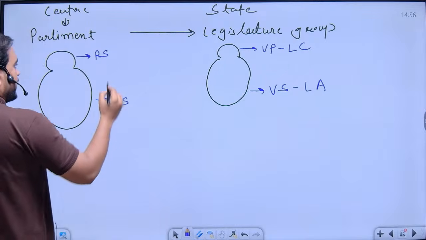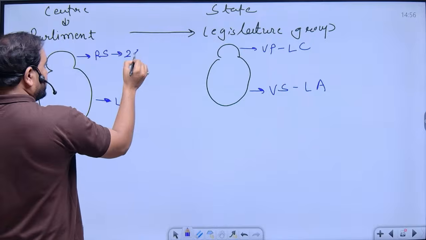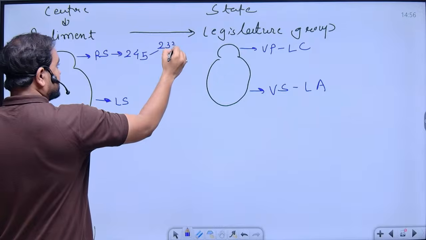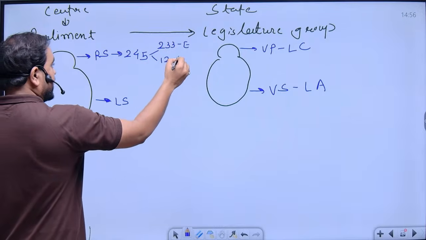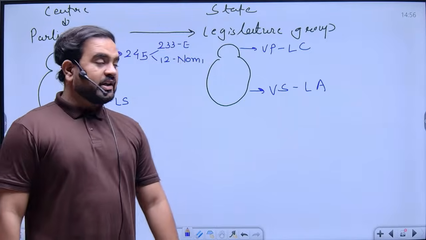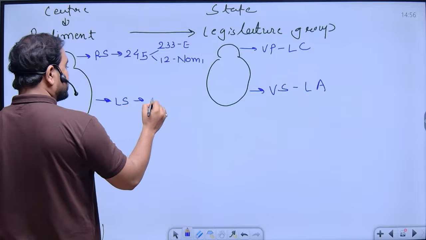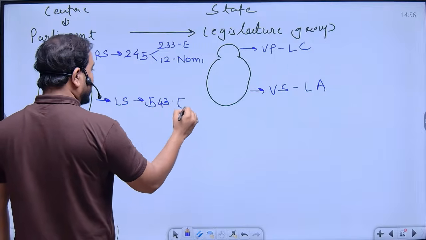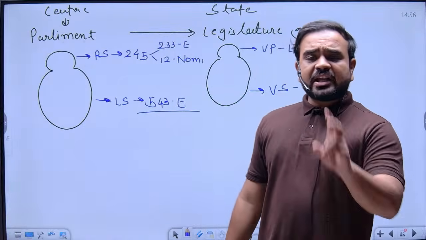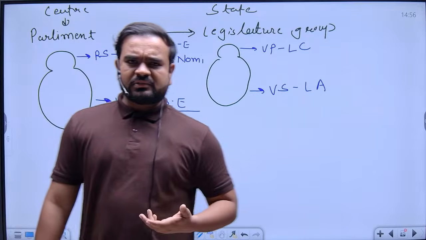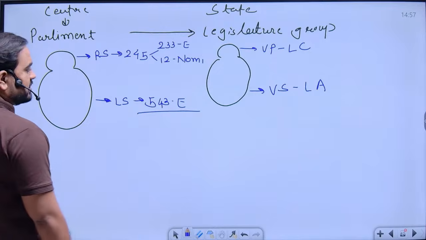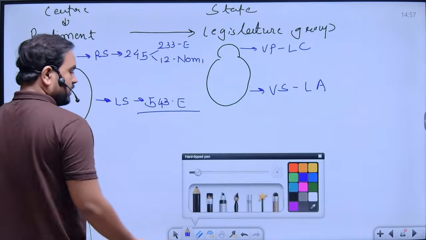Legislative Assembly. Okay, how many members are there in Rajya Sabha? 245 members are there in Rajya Sabha. But you know that 233 members are elected, but 12 members are nominated by the president. How many members are there in Lok Sabha? 543 members are there in Lok Sabha, and they all are elected. Actually there were 2 Anglo-Indian, but it was removed. Right now it is removed. Okay. So this is Rajya Sabha, Lok Sabha, and this is state houses.